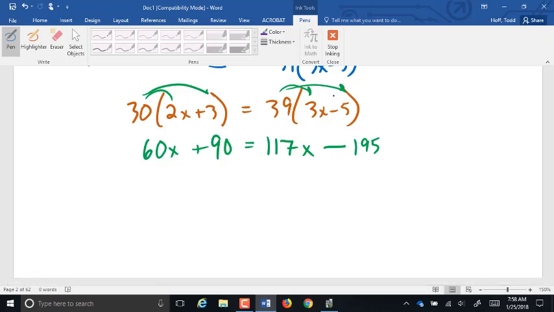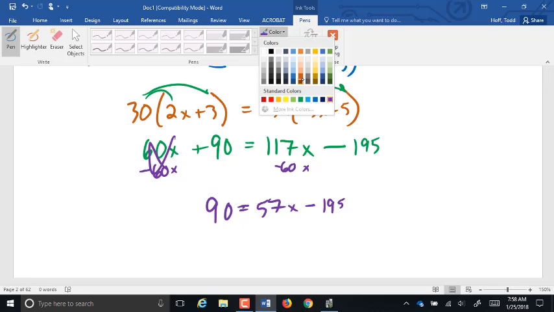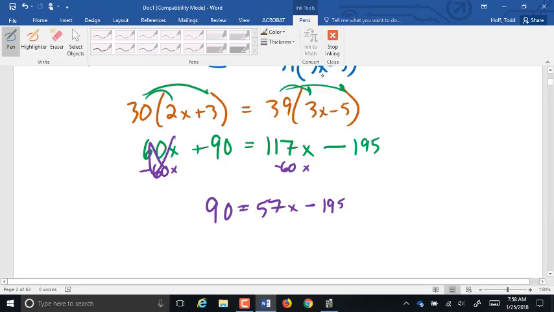So our next step is to look to make sure if x is only on one side, but it isn't. There's an x on each side, so we have to get rid of 1. Subtract 60x. So 90 equals 57x minus 195. 57, yes. And then add 195. So 285 equals 57x. Divide by 57.